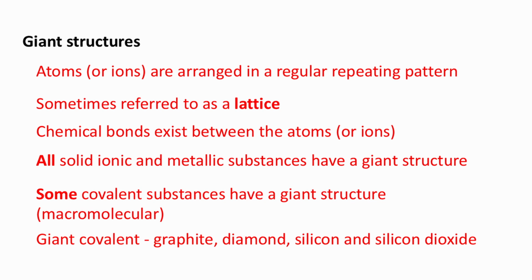Atoms or ions are arranged in a regular repeating pattern. This is often referred to as a lattice. Chemical bonds exist between the atoms or ions. All solid ionic and metallic substances have a giant structure. Some covalent substances have a giant structure, and there are a few that you need to be aware of: graphite, diamond, silicon and silicon dioxide. I have seen the word macromolecular being used to describe giant covalent substances in a couple of exam questions.